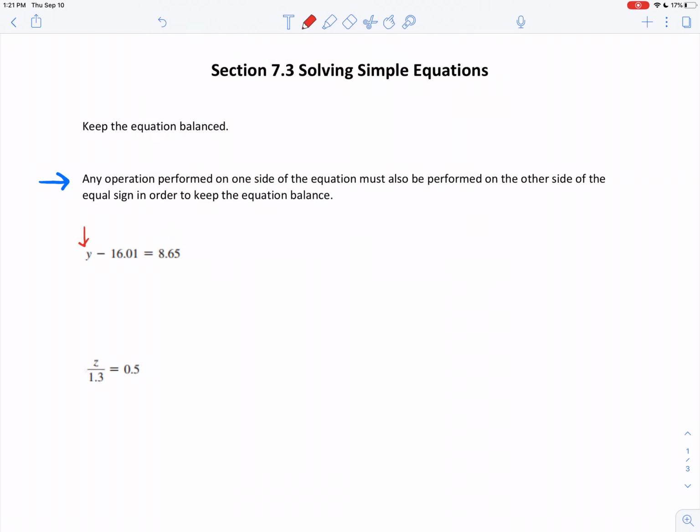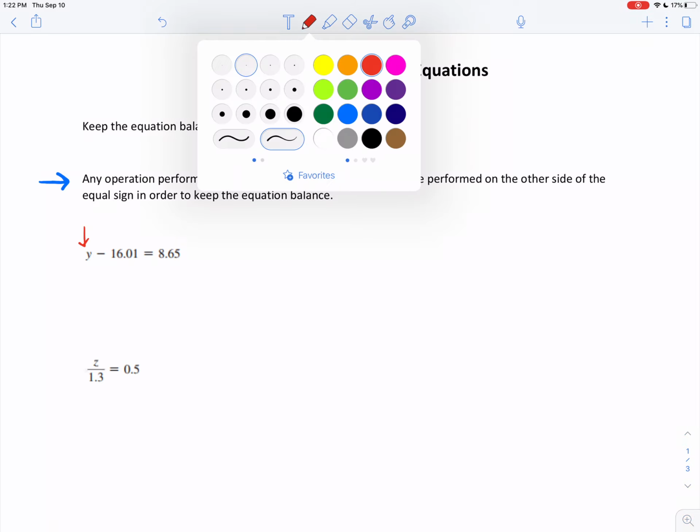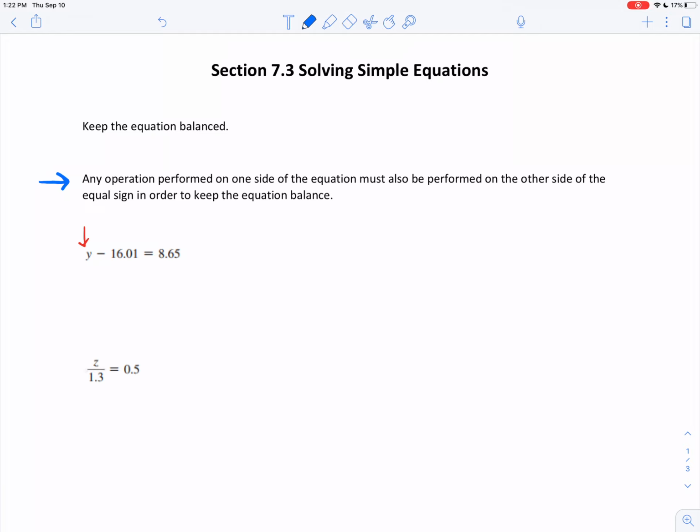All right, that's the value that I don't know. And so what that means is I need to get this variable by itself, right? I need anything else that's on this side of the equal sign to go away. And right now, what I have on this side of the equal sign is minus, negative, essentially, 16.01. So what I'm going to do is the opposite, right? If I've got a minus 16.01, then I'm going to add 16.01, right? Because negative 16.01 plus 16.01 would be 0, and that would make this go away.